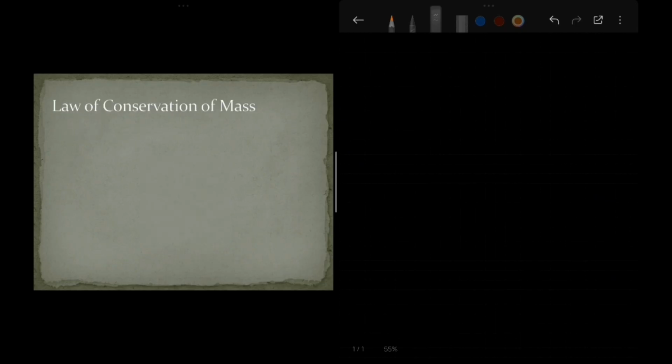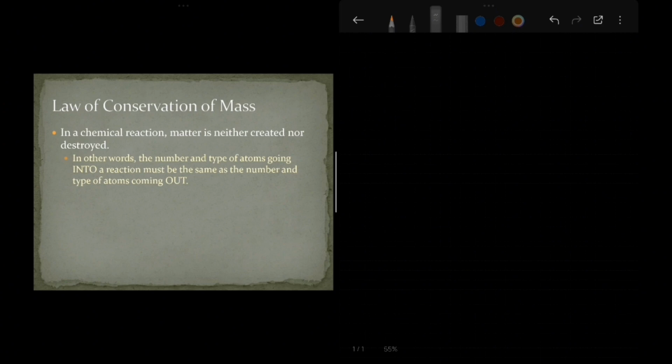In balancing chemical equations, we also follow rules and laws, such as the law of conservation of mass, where in a chemical reaction matter is neither created nor destroyed. In other words, the number and type of atoms going into the reaction must be the same as the number and type of atoms coming out. If an equation obeys the law of conservation, it is balanced. What this is trying to say is, what is in your reactant must be the same in the product. What goes in must be the same when it goes out.